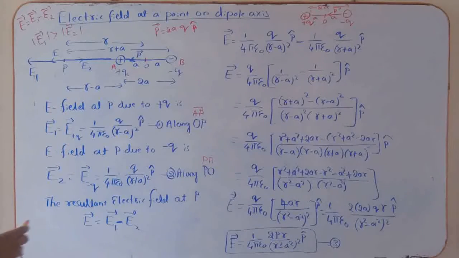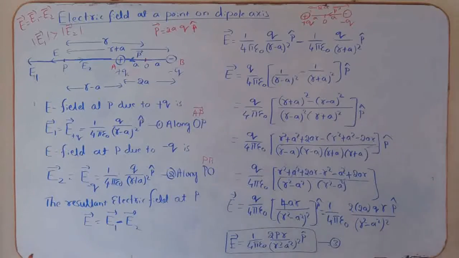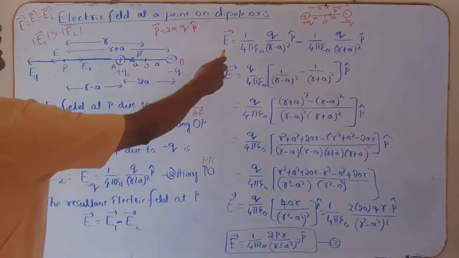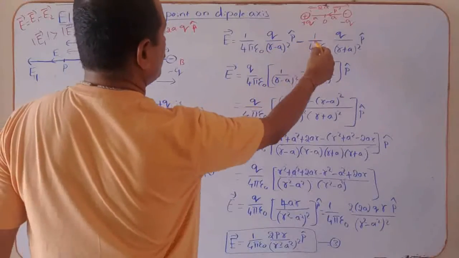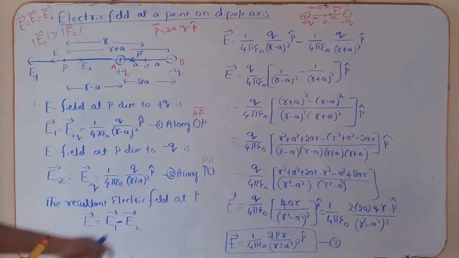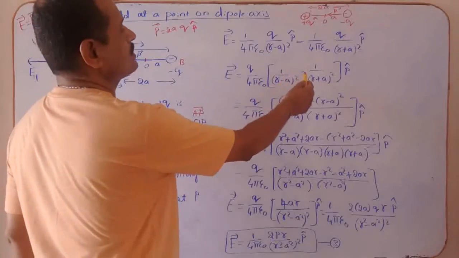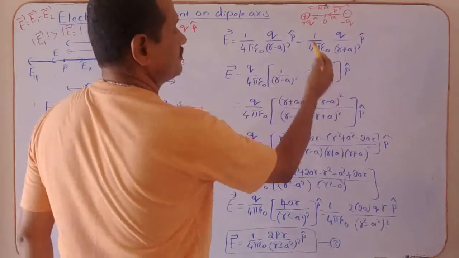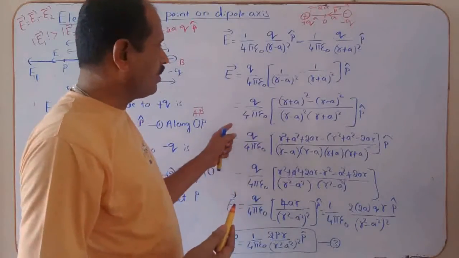The resultant electric field at P is E equal to E1 minus E2. Why? Because they are in opposite directions, so the resultant is the difference of these two. Taking the common factor 1 upon 4 pi epsilon naught q, E equals q by 4 pi epsilon naught times [1 by (r minus a) whole square minus 1 by (r plus a) whole square] P cap.